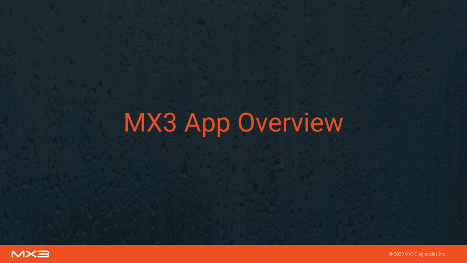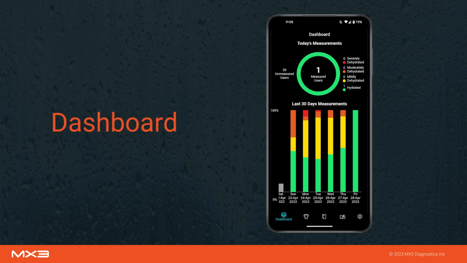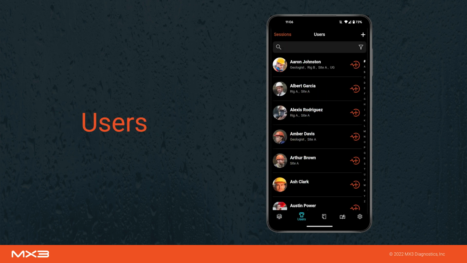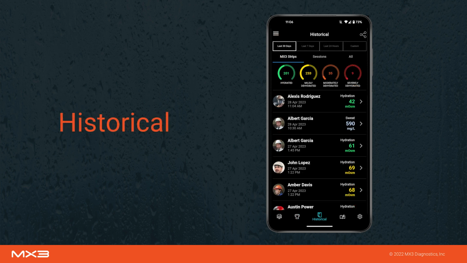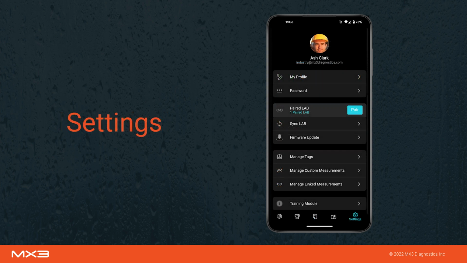The MX3 app has 5 tabs accessed on the bottom of the screen. The dashboard gives you a quick summary of recent measurement data. The Users tab shows a list of all users which are available to measure. You can use this tab to select a user for measurement, view a user's measurement history, and add new users. The Historical tab lets you view and sort historical measurement data. And the Settings tab is where you can edit your profile or password, access support, and other settings.